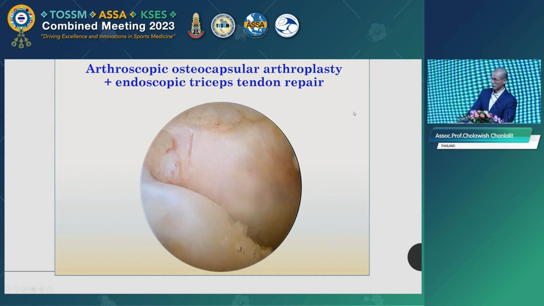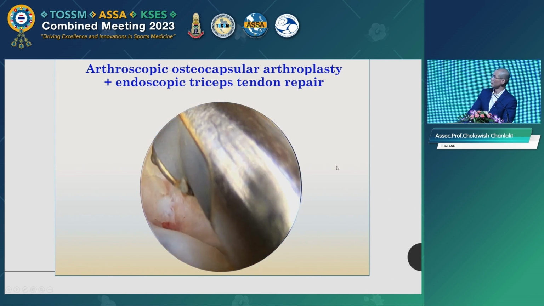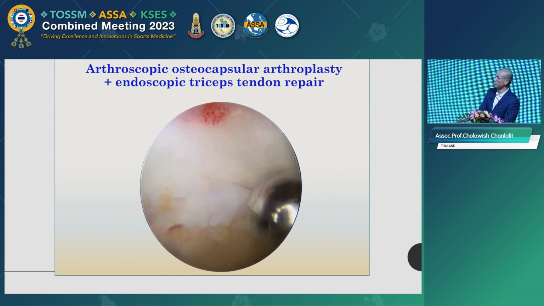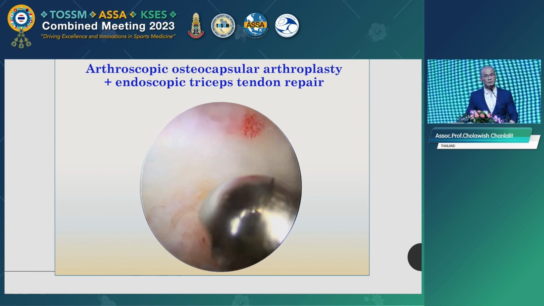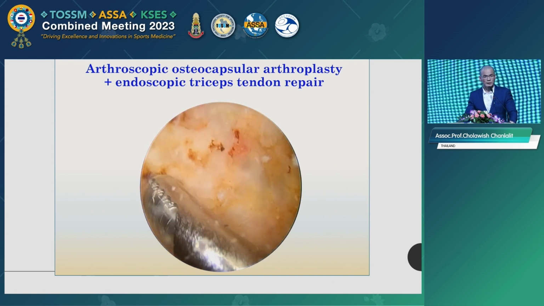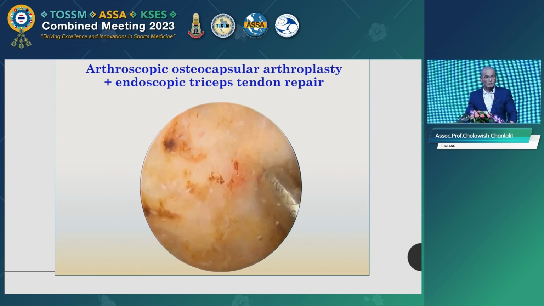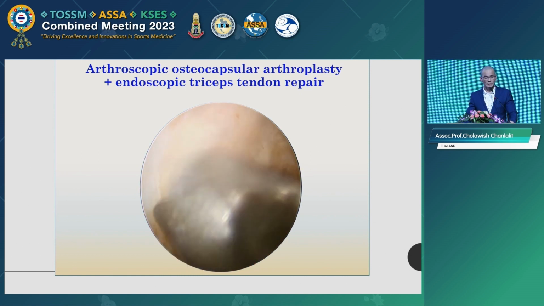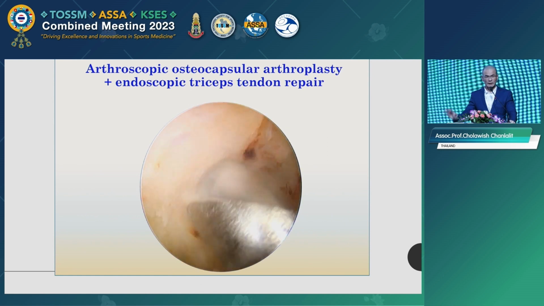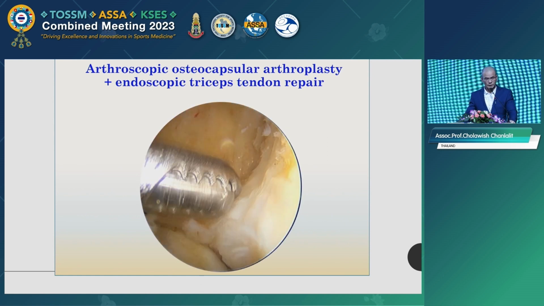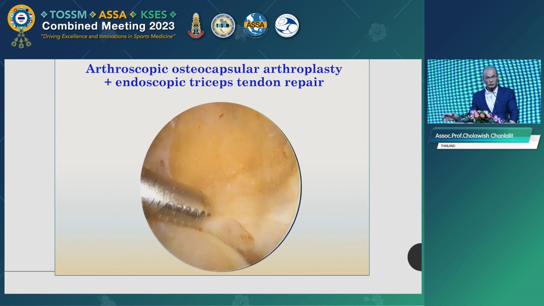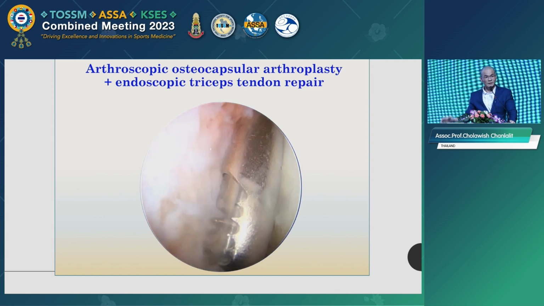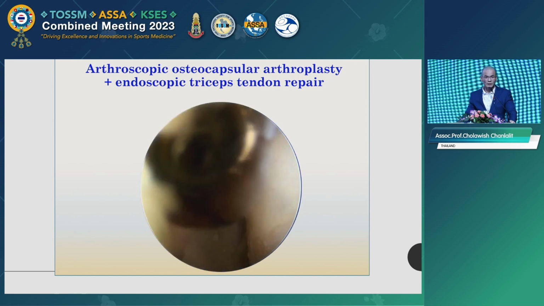So we did this, I mean me. We go inside, using the direct posterior and the posterolateral portals. So we do not need to use an accessory posterolateral portal, but we do the standard posterior elbow arthroscopy to do the osteocapsular arthroplasty, because the triceps is already attached proximally, right?